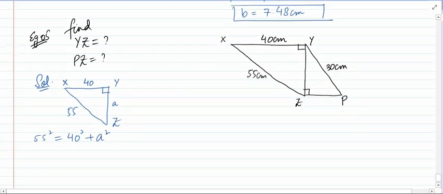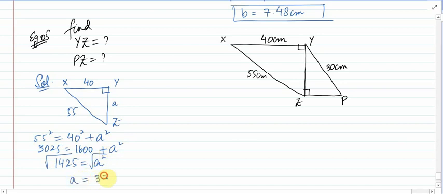You need to solve it. So 55 squared is 3025, equals 40 squared, 1600, plus A squared. So 3025 minus 40 squared gives you 1425. Now applying root on both sides, it will be 37.75 centimeters. That is the value of your first part, that is YZ.